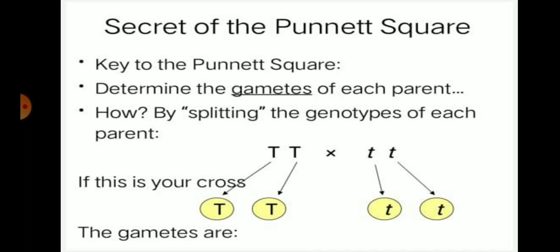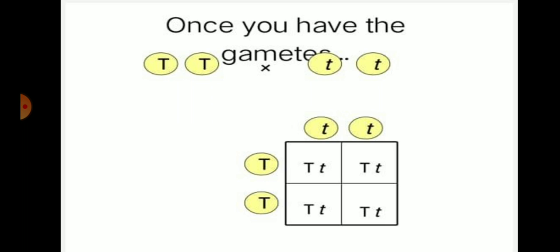So how? We have to form the gametes of this parental generation. So capital T, small t, small t. Then the cross occurs between those two parents by the hybridization process. Once you have the gametes, these gametes are put forward on the Punnett square. So capital T, small t, and then we can use the Punnett square and form the genotype of the offspring.